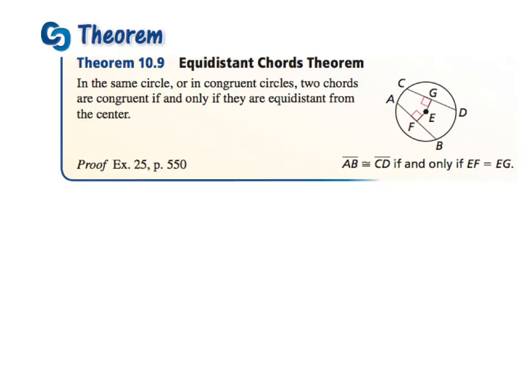Now this chords theorem has not been given to you, so we're putting it in here. It says this: in the same circle or in congruent circles, two chords are congruent if and only if they are equidistant from the center. So, if AB and CD are congruent, they're congruent if and only if EF and EG, the distances of them, are equal. And you'll notice they form right angles.